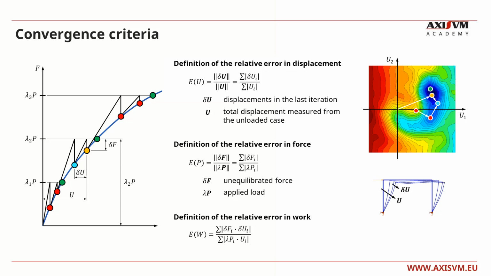In the end, let's see the relative error in work. Its numerator is the work done by the unequilibrated forces on the displacements in the last iteration. Its denominator is the work done by the applied forces on the total displacement measured from the unloaded state. It is a mixed quantity of forces and displacements.